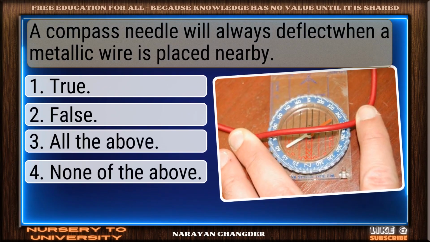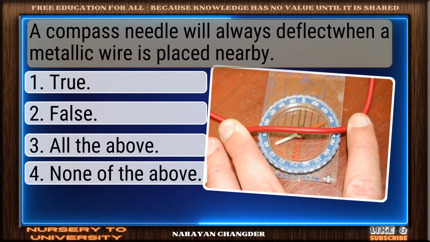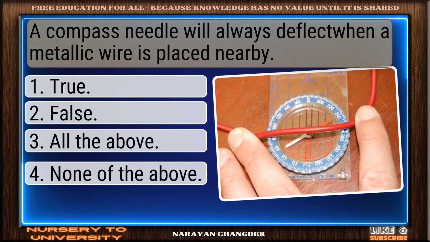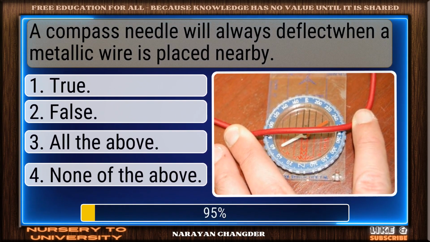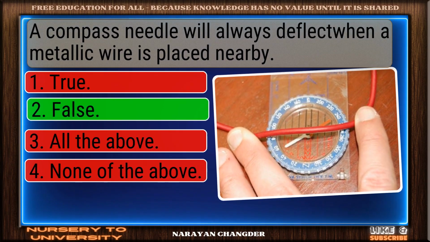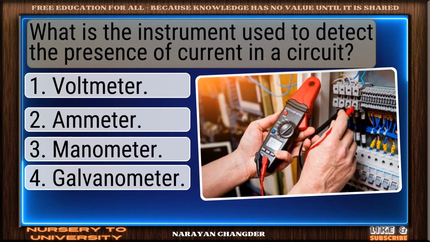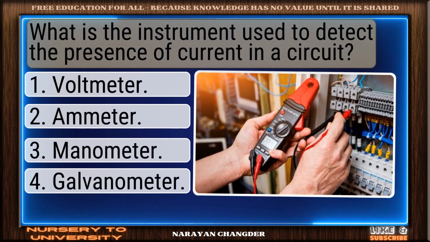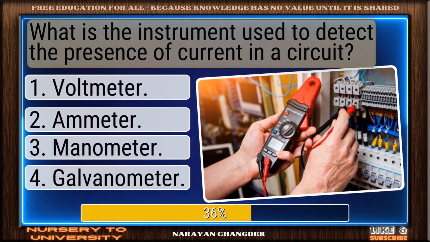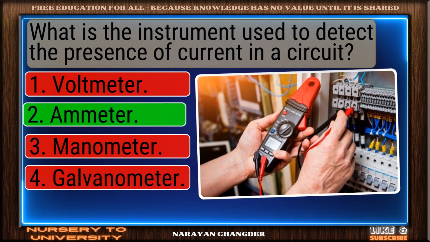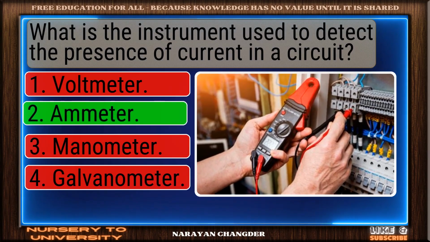A compass needle will always deflect when a metallic wire is placed nearby. Right choice. False is best. What is the instrument used to detect the presence of current in a circuit? You're right. Ammeter is correct.